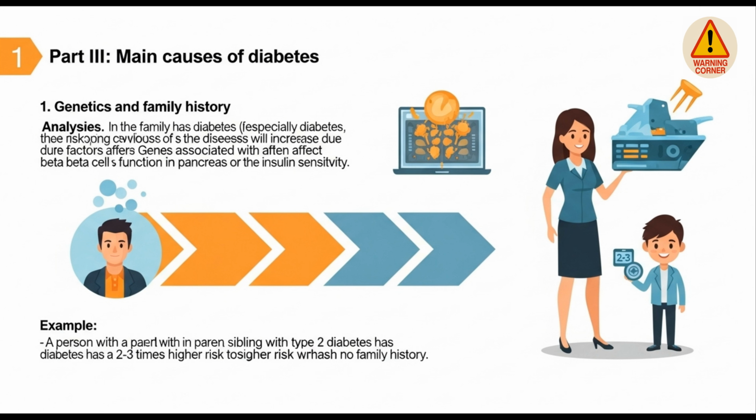Analysis. If someone in the family has diabetes, especially type 2 diabetes, the risk of developing the disease will increase due to genetic factors that affect the ability to produce or use insulin. Genes associated with type 2 diabetes often affect beta cell function in the pancreas or insulin sensitivity. For example, a person with a parent or sibling with type 2 diabetes has a 2 to 3 times higher risk than a person with no family history.